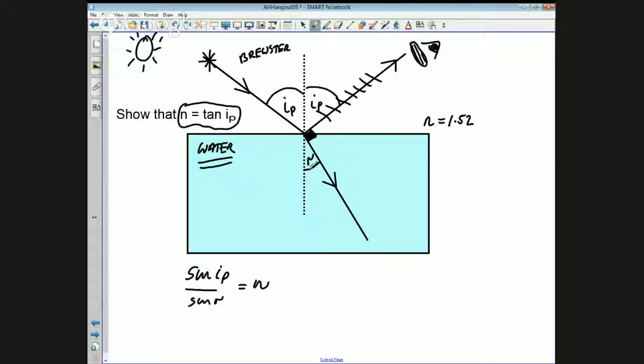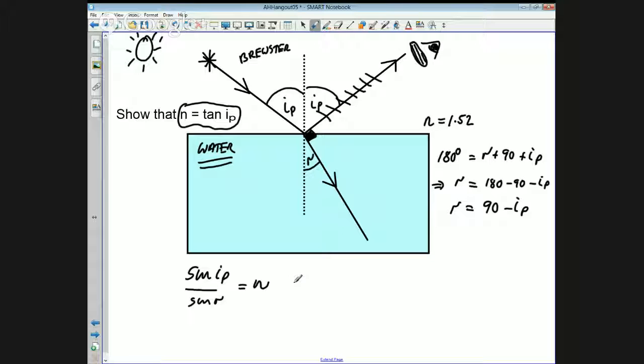So we can express angle R in terms of IP. If we just go to the side of the page and say, well, that's the full 180 degrees, we can say that 180 degrees is going to equal angle R plus 90 plus IP. So that would imply, if we do a wee bit of rearranging, the refracted angle R between the normal is going to be equal to 180, take away 90, take away the Brewster angle IP. So R equals 90, take away IP.